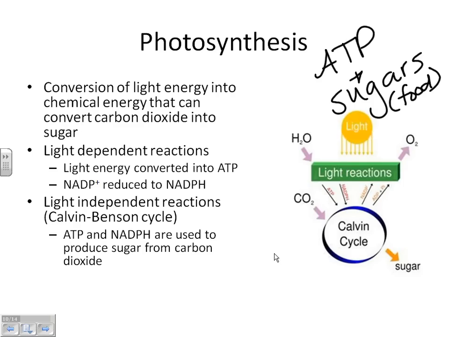Okay? Backtracking, what was the overall goal of carbohydrate catabolism? What we just went through talking about. To make energy. Okay, making sure. The way a photosynthetic organism is going to make ATP and food is by using light for energy. Okay? So our first set of reactions are going to be called the light-dependent reactions. They're going to need light. They're going to use the light to make energy. The second set of reactions are called the light-independent reactions, or the Calvin-Benson cycle.